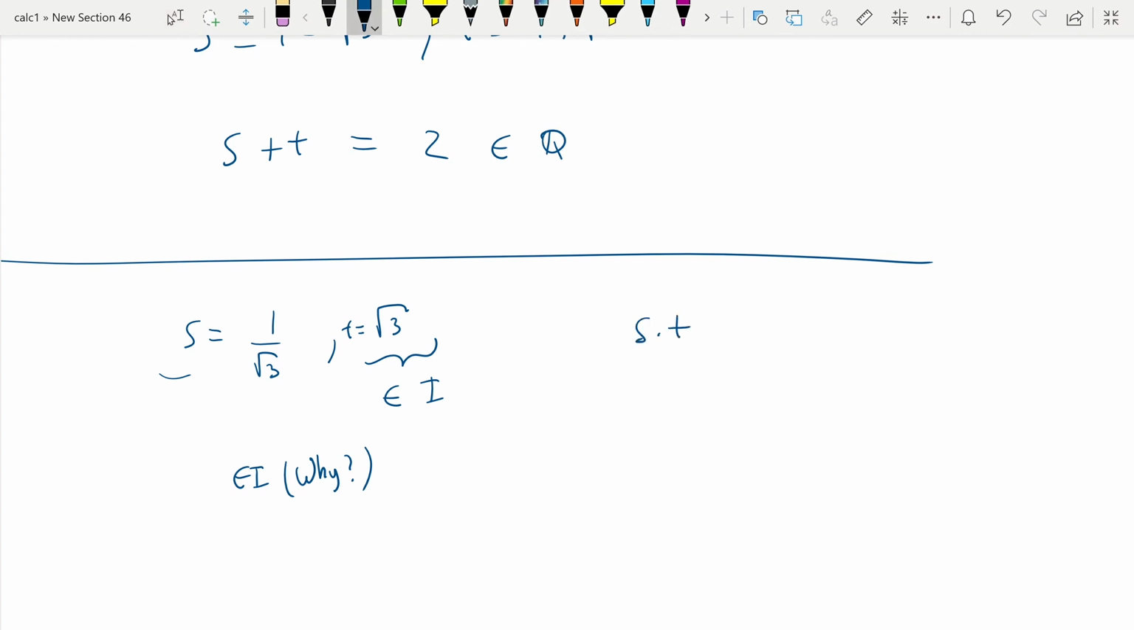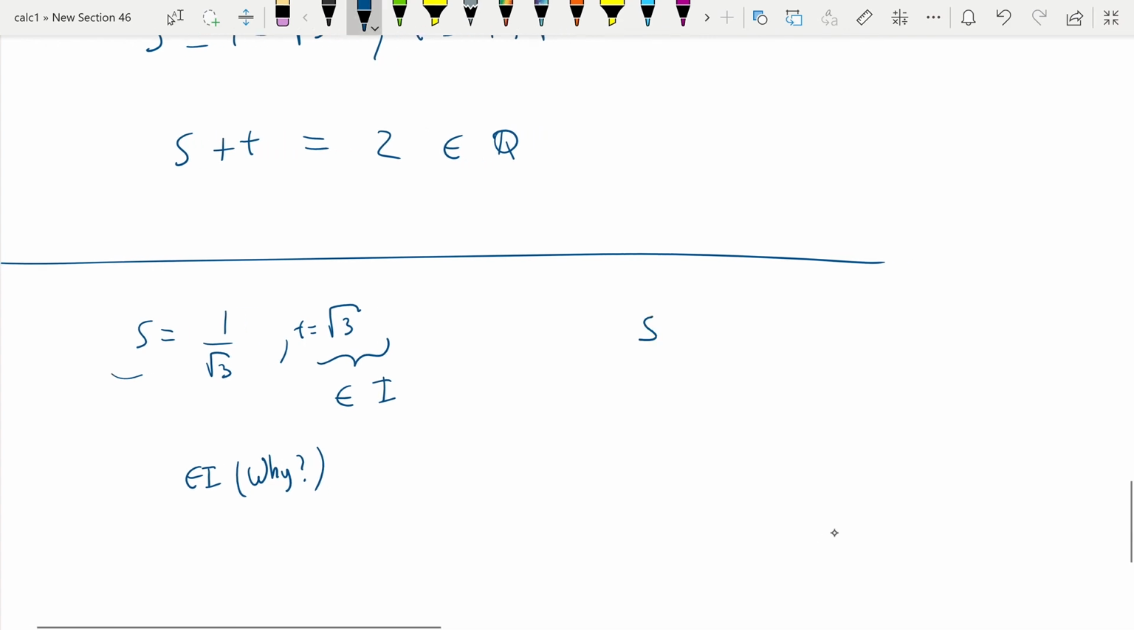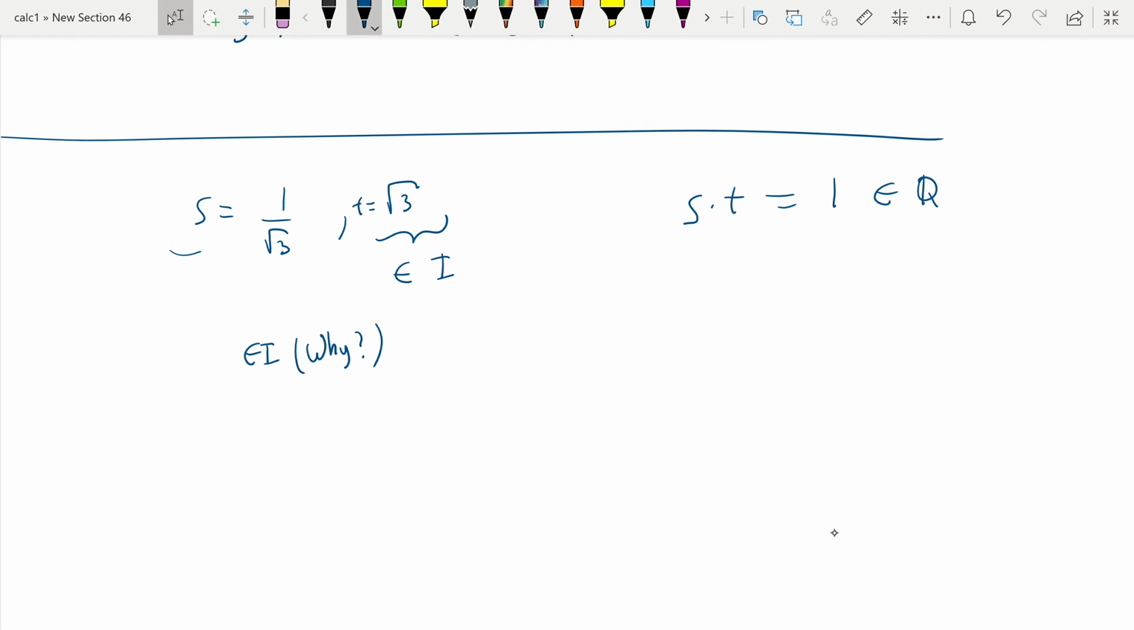So what happens when you multiply S times T? S times T is in this case 1, which is clearly a rational number. So when you multiply an irrational number and another irrational number, you may obtain a rational number.